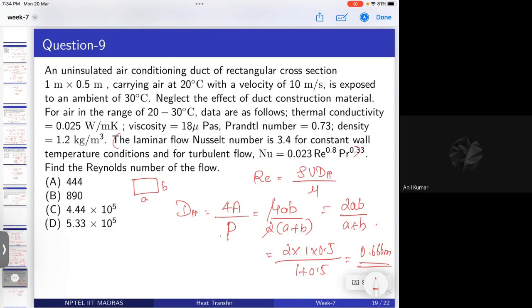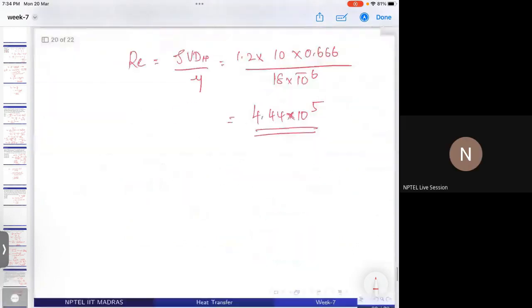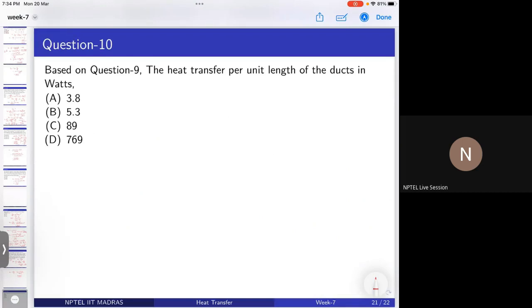Then I thought that Nusselt number is 3.4 for laminar and turbulent is different, so what is the use of this if I'm using the formula D v rho by mu? Okay, fine. So that was for this part of the question.